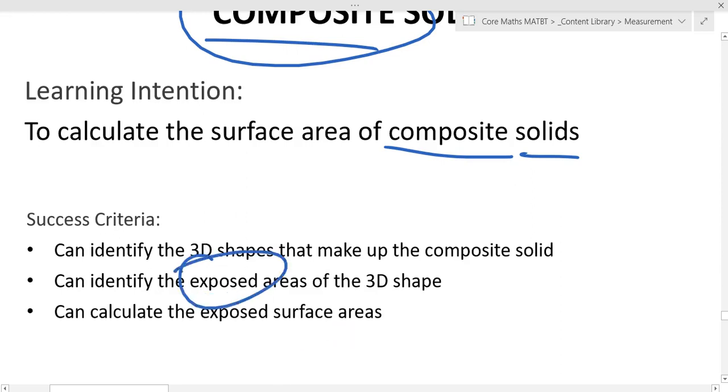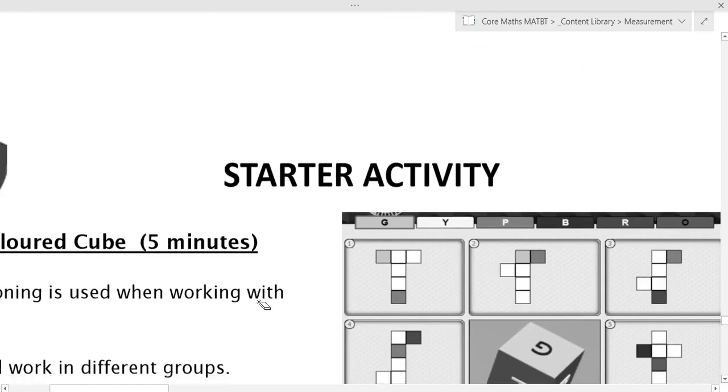Okay, this keyword here, exposed, just means what is the actual area that you can see. What is the area that you can see that you can calculate? All right, so that's what we're going to look into.